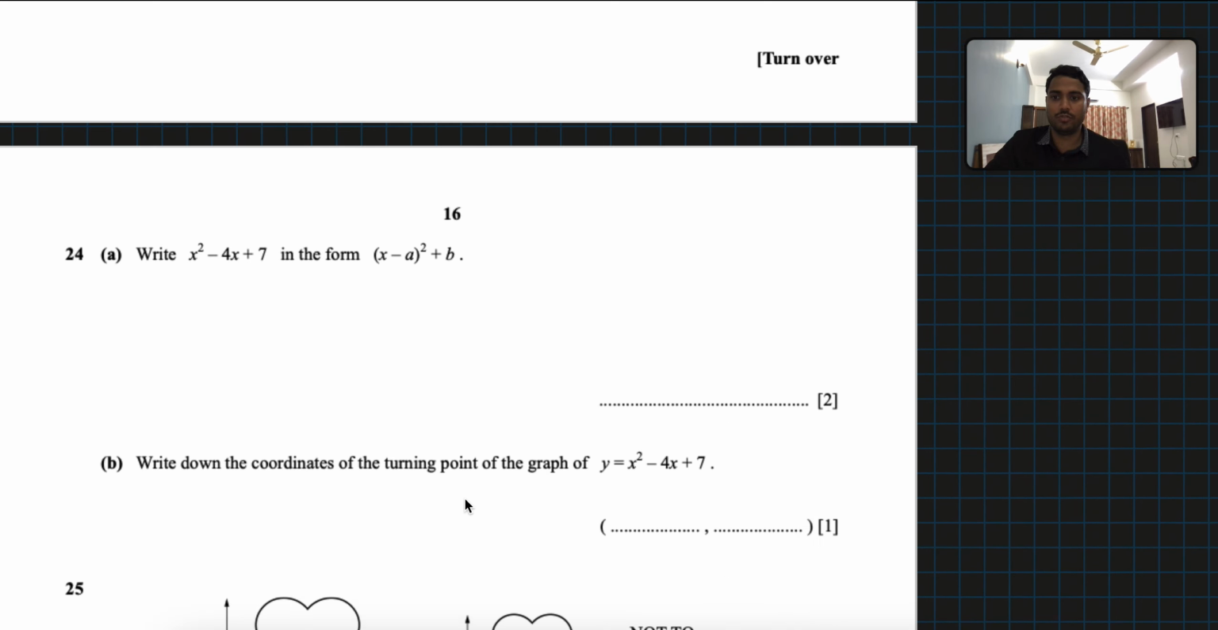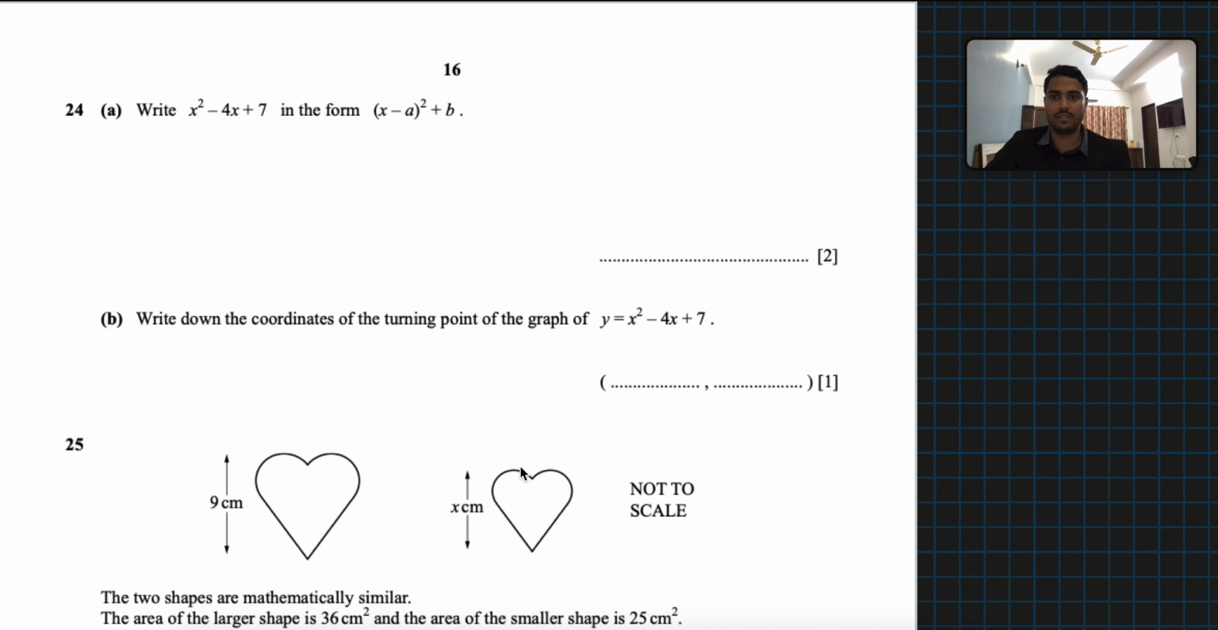Let's move on to question number 24. It says write x square minus 4x plus 7 in the form of x minus a the whole square plus b. That is completing the square form. So basically we have to add and subtract minus b by 2 the whole square, so b by 2, so 4 by 2, minus 4 by 2 the whole square.